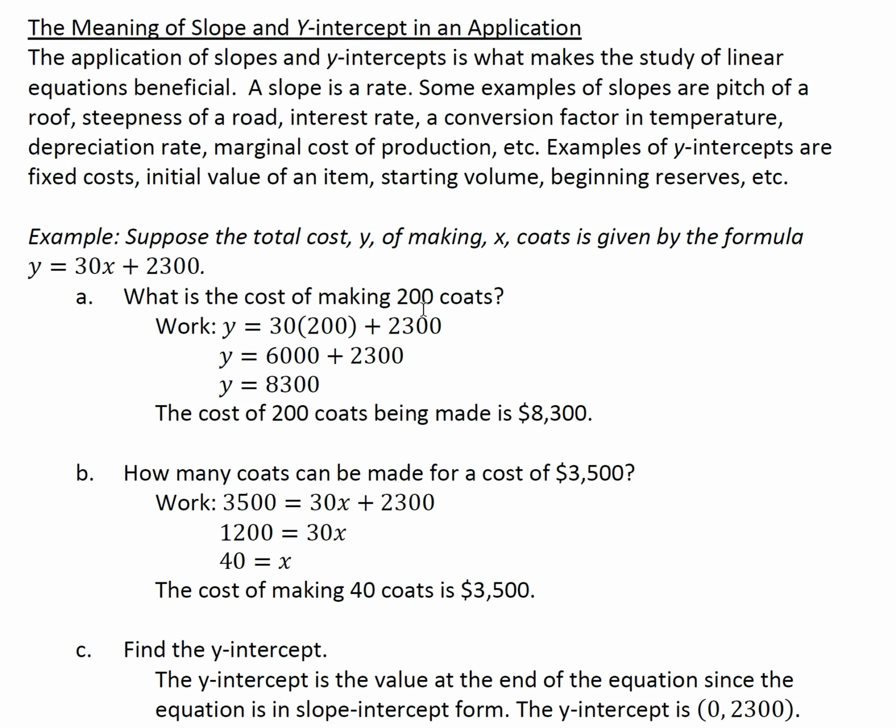Well, we remind ourselves that the 200 is the number of coats, so that is the x value. We substitute 200 into the equation we were given. Following the order of operations, we arrive at 8,300. Then we can remember that y stood for the total cost. This tells us we have the information for answering the question. The question was, what is the cost of making 200 coats? The answer is, the cost of 200 coats being made is $8,300.